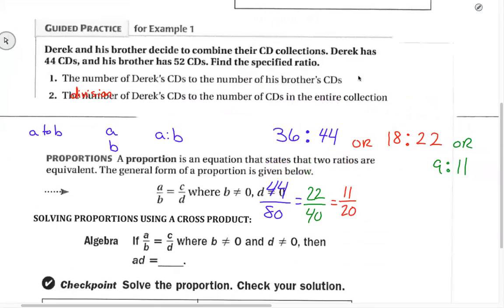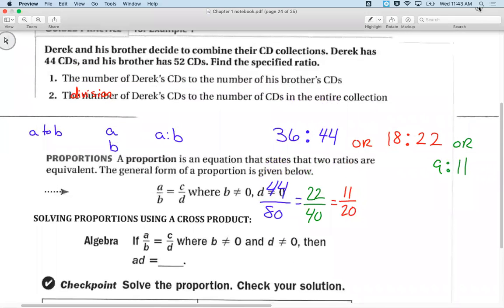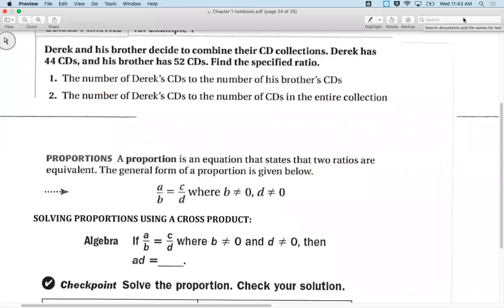All right, so let's keep talking about these. Let's talk about the CDs here. First off, this is a ratio because it's talking about CDs, okay? Derek's CDs and his brother's CDs, okay? You okay with that, Amy? Okay. Derek and his brother decide to combine their CD collection. Derek has 44 and his brother has 52.